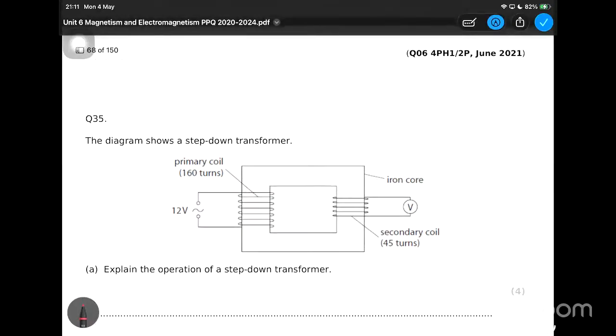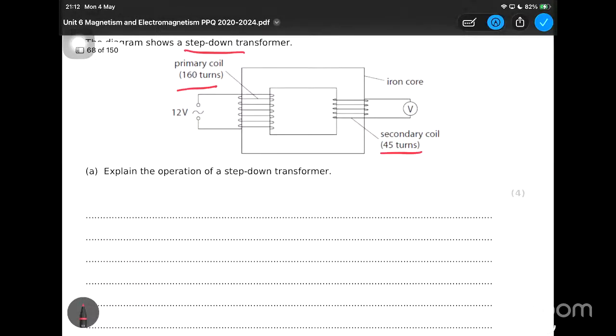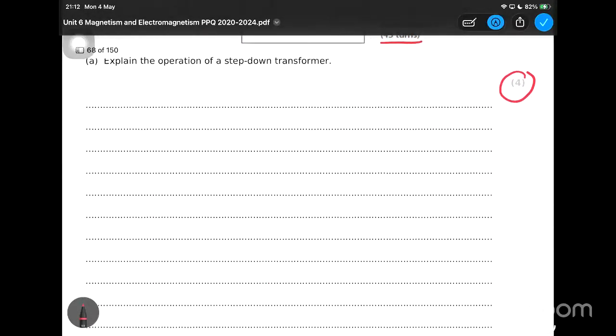Question 35. The diagram shows a step-down transformer, which means the voltage will be decreased in the secondary coil. The primary coil has 160 turns, and the secondary coil has just 45 turns. Explain the operation of a step-down transformer. You need to explain it, and 4 marks will be awarded, which means you need to mention all the things about the number of turns. I'm not going to explain that part.